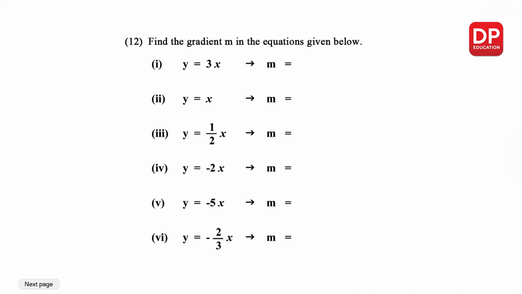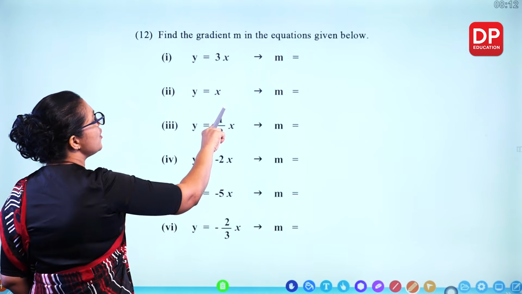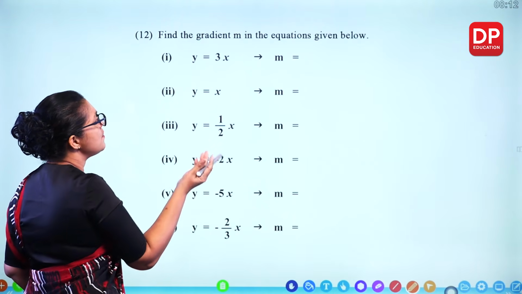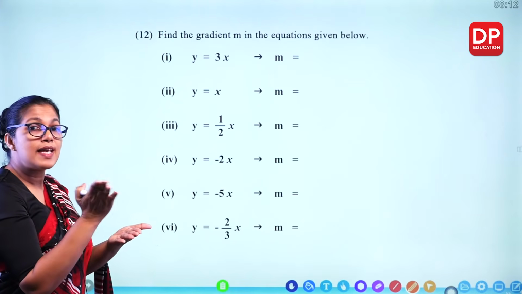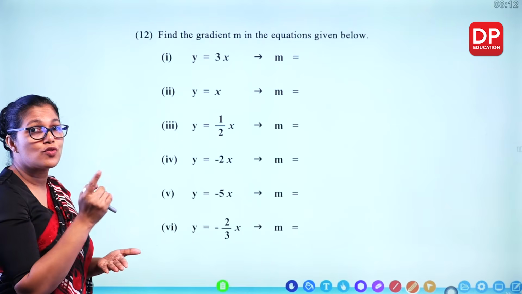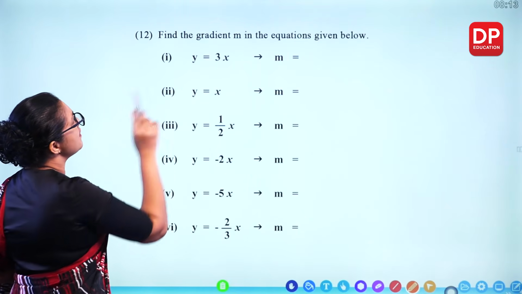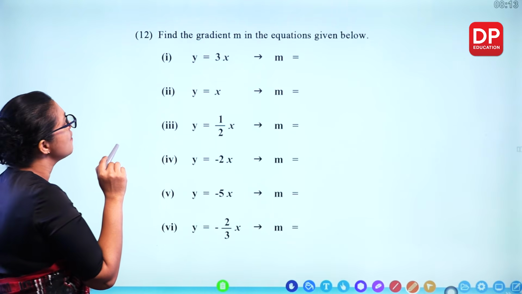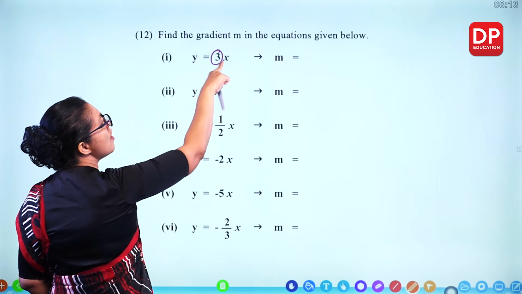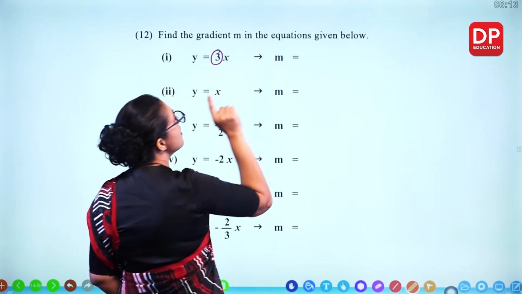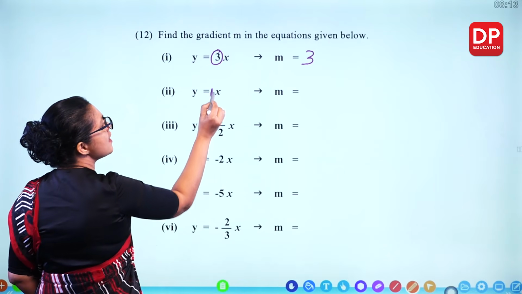So when it comes to finding the gradient, what can you say about these values? Sometimes small, sometimes big. So I'll teach you, when steepness increases, what happens to the slope or gradient. Now look at this one. Find the gradient m in the equations given below. Y equals 3x. The coefficient of x is the gradient. That's 3. If nothing is there, the coefficient means 1.